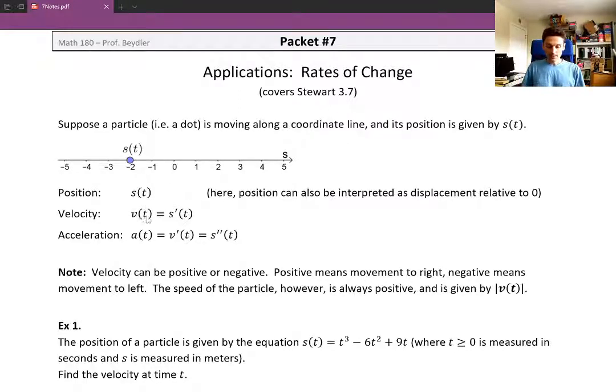Now velocity, v of t, is the rate at which the position function changes. Using our new derivative concept, we can write that velocity is the derivative of the position function, in other words, s prime of t. And that's what we have right here. So velocity is s prime of t. And then acceleration is the rate at which the velocity function changes with respect to time. So it's the derivative of the velocity function. So we can write it as v prime of t.